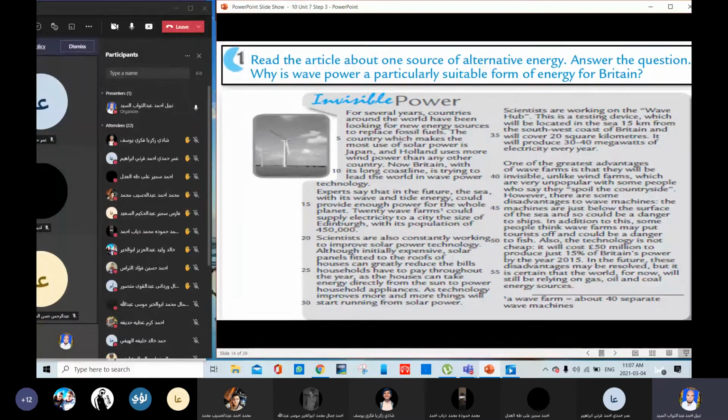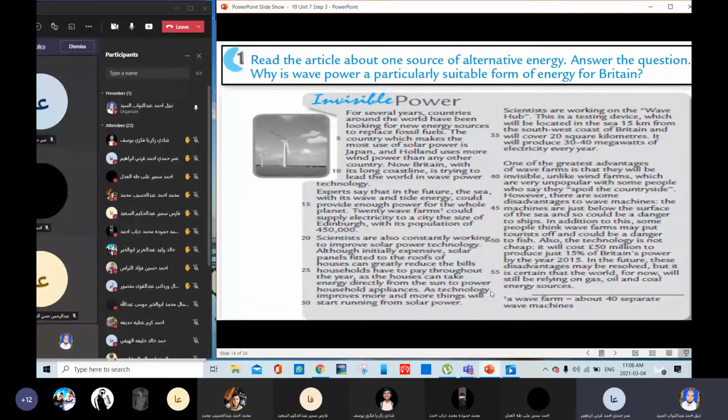Faris Samir. It's about wind power. Do you think it's about wind power, as you see in the picture? Why is wave power a particularly suitable form of energy for Britain? So is it about wind power? Amar Hamdi? No, I think it's about renewable sources of energy. One of them. What is it? Wave power? Yes, wave power.